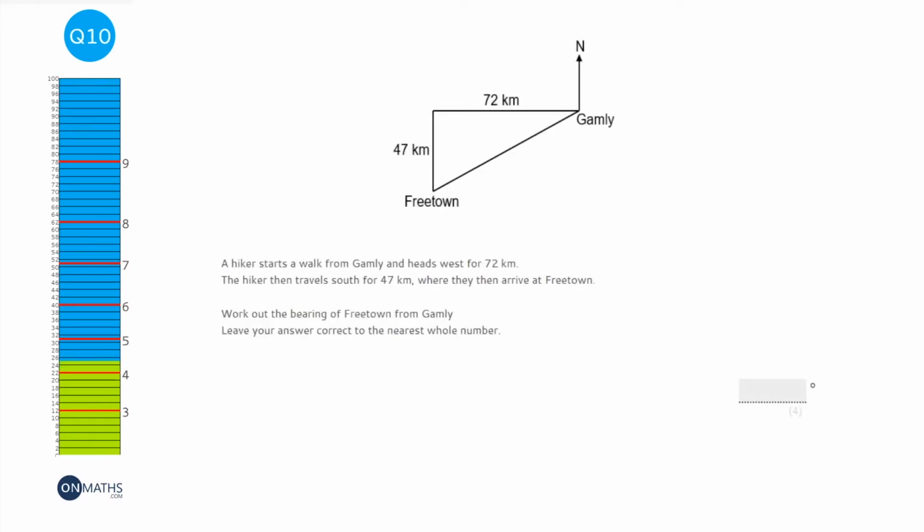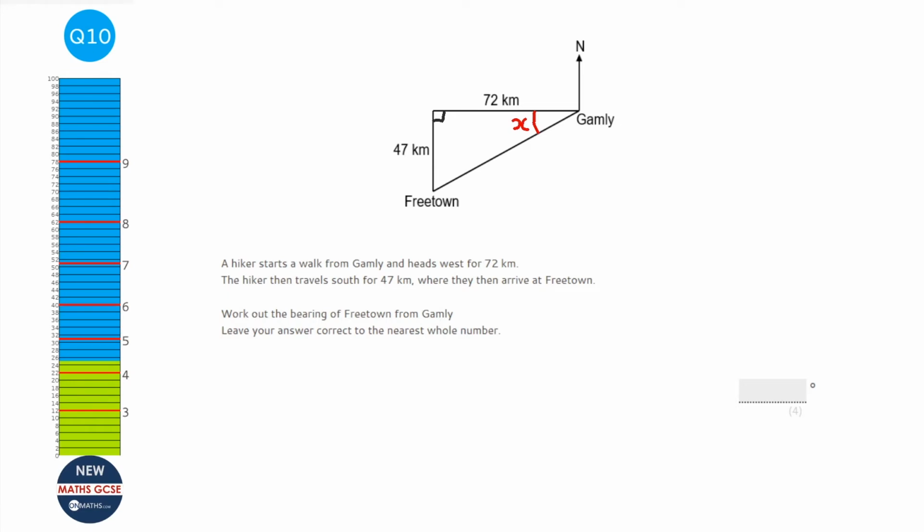Okay, so this question looks like a standard bearings question, but something you might notice is there are no angles in it. If there are no angles in it, we need something else, and that something else is going to involve the right-angled triangle here. We can see there's a right-angled triangle, and we know that when we've got two sides, we can find an angle with trigonometry. I'm going to call this angle x.